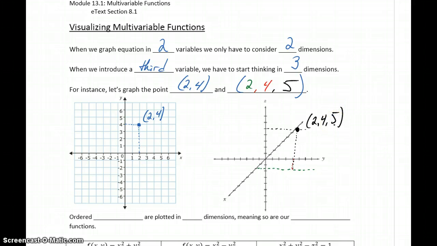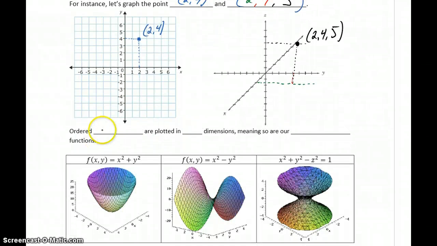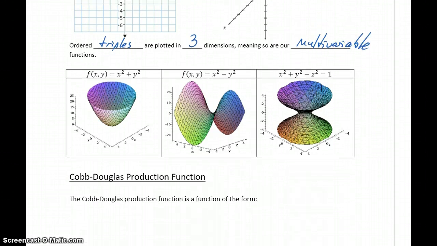So it's always a little bit difficult to draw three-dimensional shapes or plot three-dimensional points by hand. So what we also want to take a look at are some graphs of different types of functions. So ordered triples are plotted in three dimensions, which means that our multivariable functions are also plotted in those three dimensions.